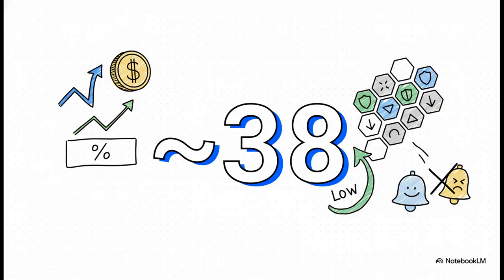So, for example, let's say a coin's price deviates about 10% from its average. The system looks at that and says, okay, that's pretty normal volatility. It gives it a manageable penalty score of about 38. The risk score stays low, no alarms go off, everything's cool.